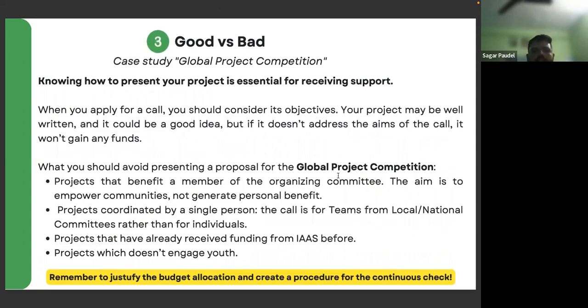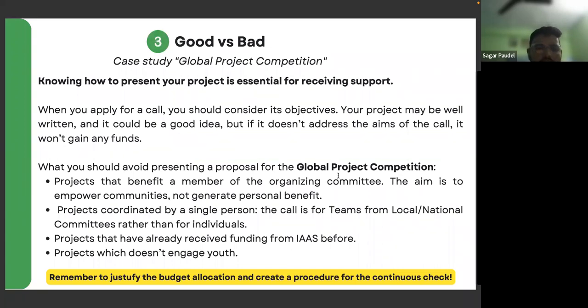So here is a case study. Maybe last time when we saw different project documents, we could see that people make mistakes while writing or designing the project. While designing the project, you need to mention different parts, like empowering those communities. You should not mention too much about personal or self-benefit. You need to coordinate with your national committee and local committee. So you need to work as a team, and you need to apply as a team.